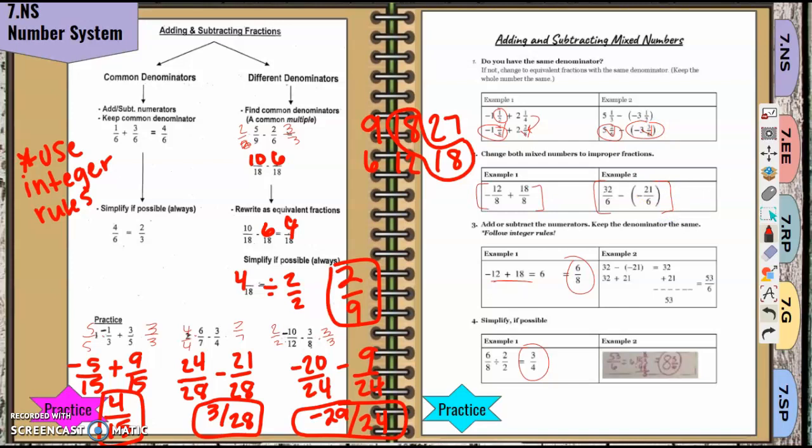Keep my denominator. Use integer rules to add and subtract my numerator. Anytime I subtract, I have to do keep, change, opposite. That becomes 32 plus 21, which is 53. And that simplifies or converts to a mixed number as 8 and 5 over 6.